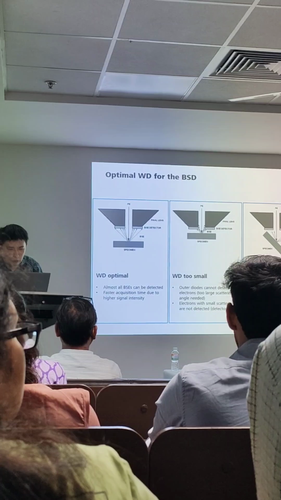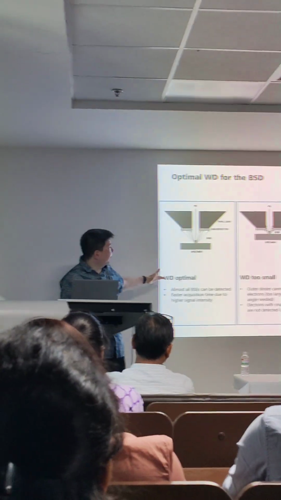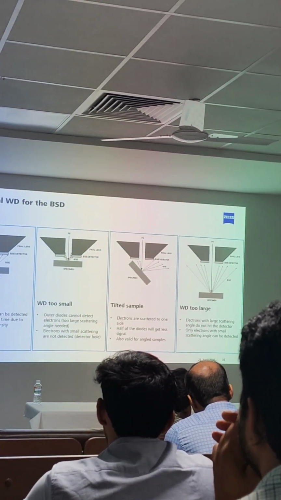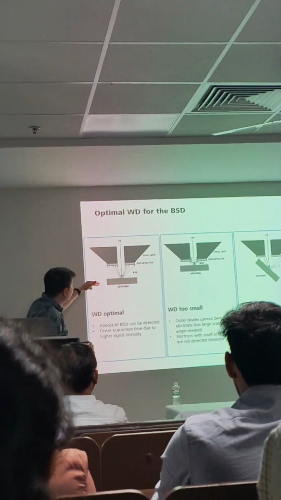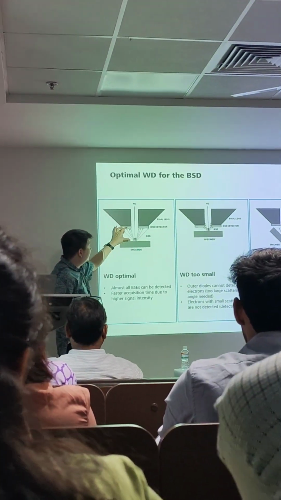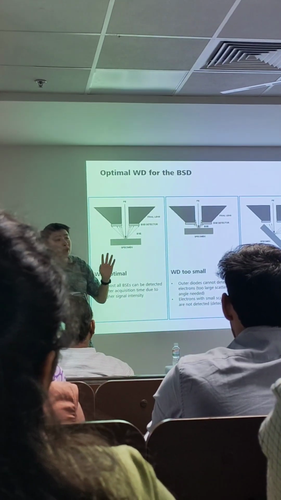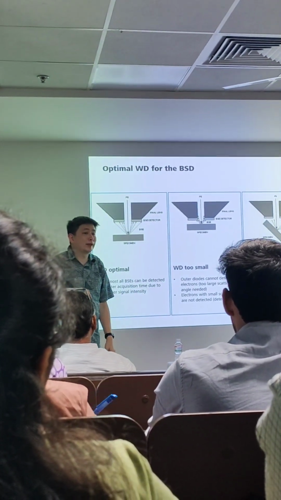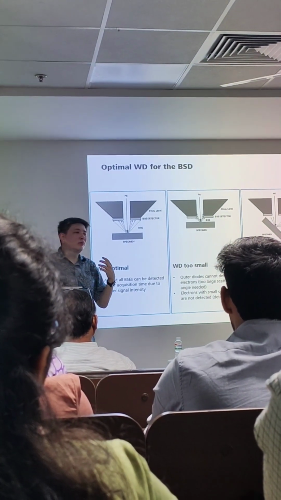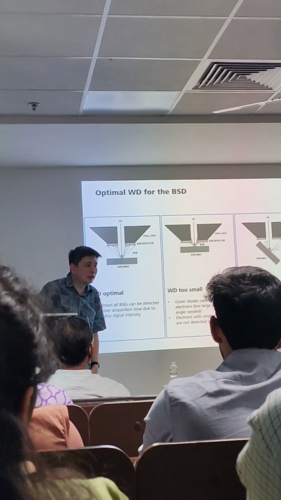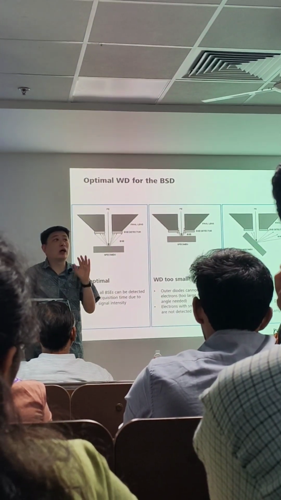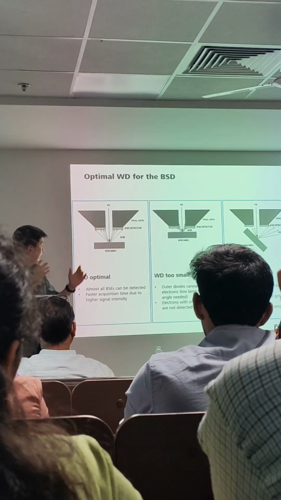Moving forward to the working distance: optimum, too small, tilted sample, and too large. The ESB detector is just below the lens, so a certain working distance is good. Rule of thumb, 2 to 3 millimeters. I know some facilities are very nervous when students go in very near, but I would say 1 is still okay. Some put the rule of no lower than 4 millimeters. So give and take.